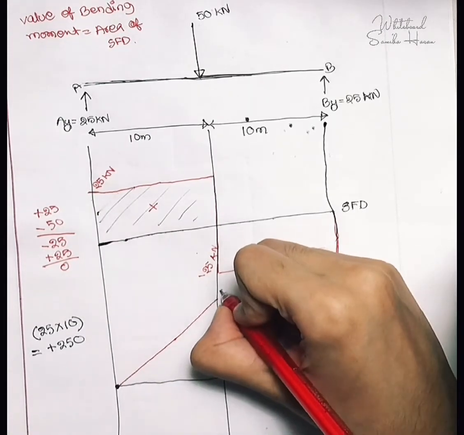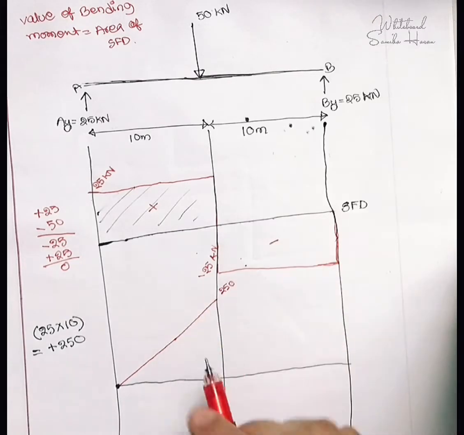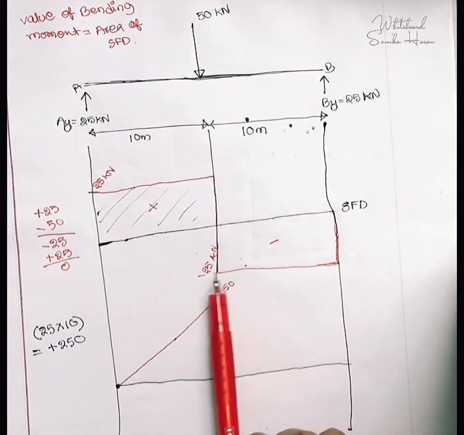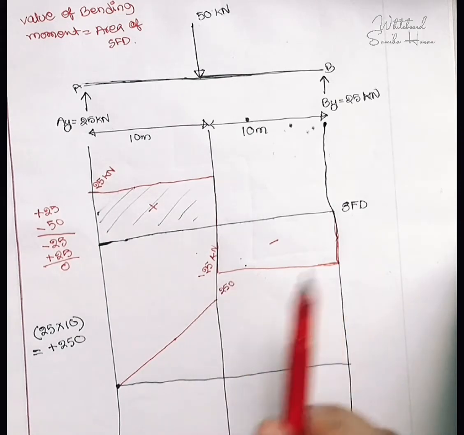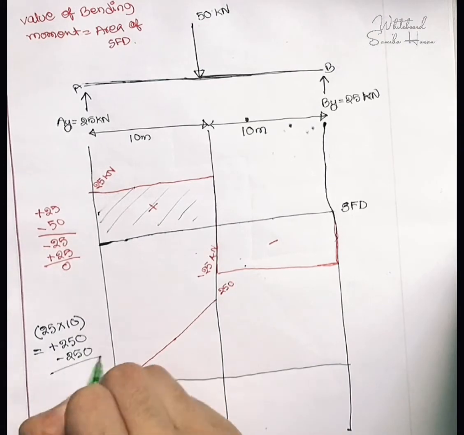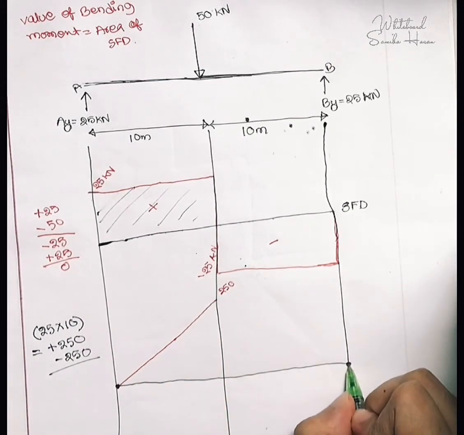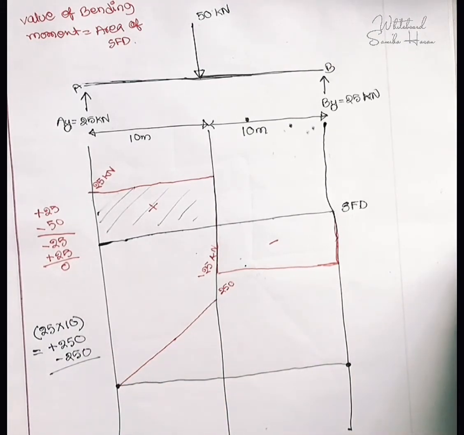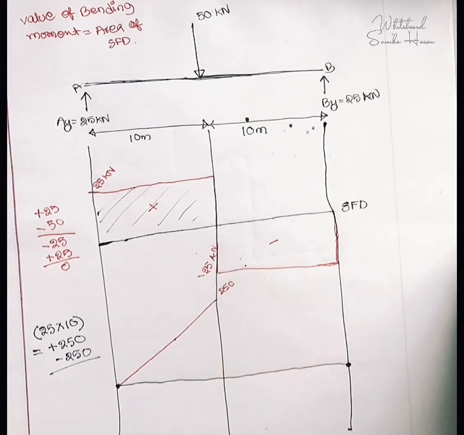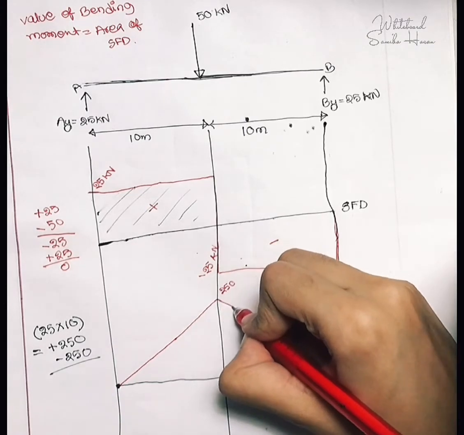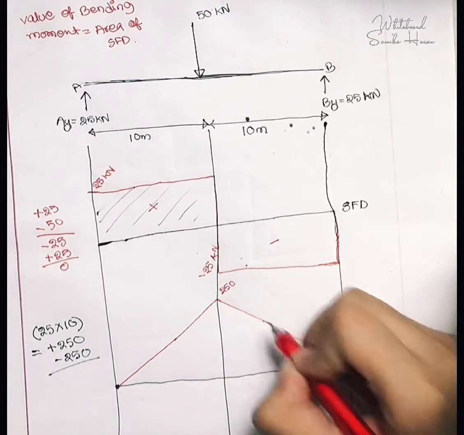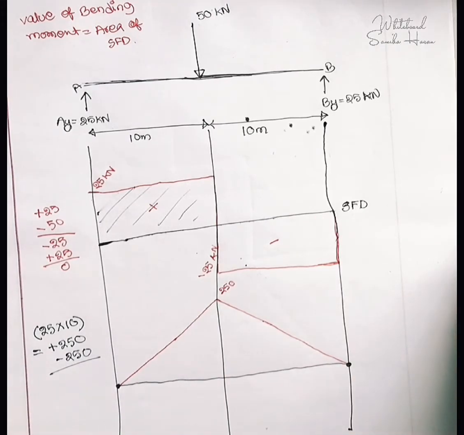It will be 250. And after that, if I work with this part, then I can see that the value will be negative 25 into 10, which is minus 250. That means at this point the value of my bending moment will be 0. And as this is a negative area, my slope will be negative. So it will come all the way down, and this is my BMD.